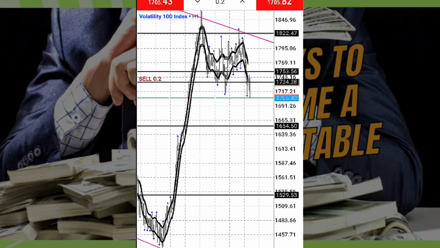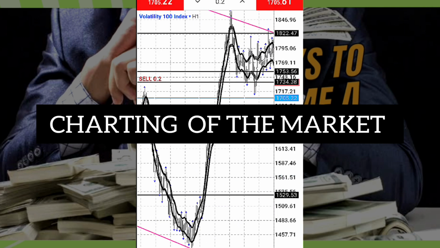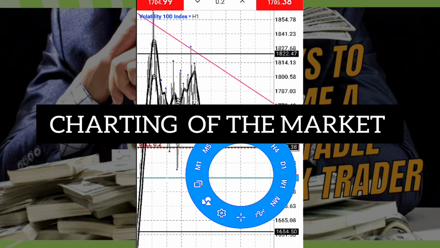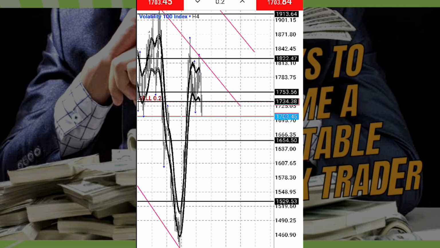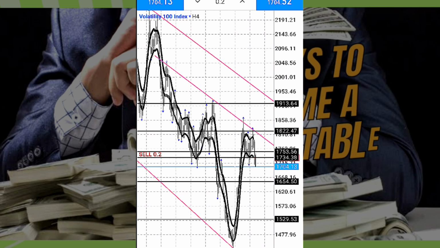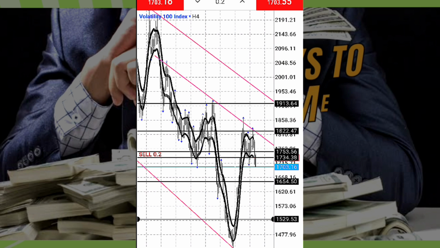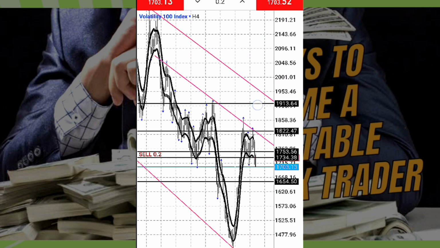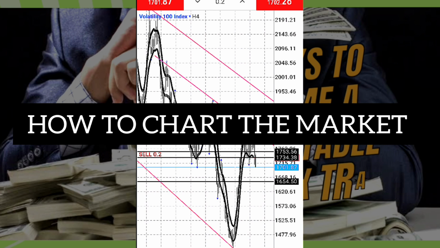Okay, today we'll be looking at charting the market. A few days ago, I talked about charting of the market, but today we will be looking at the practical side of it: how you can chart the market.